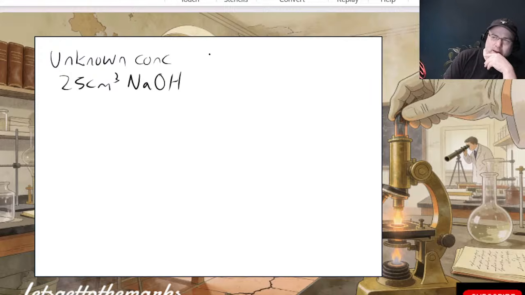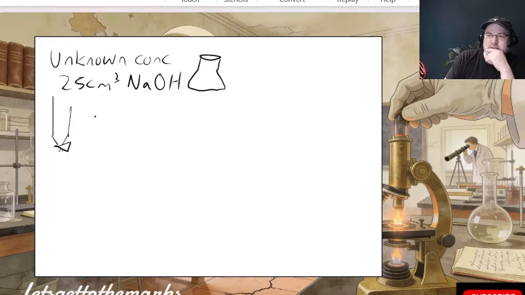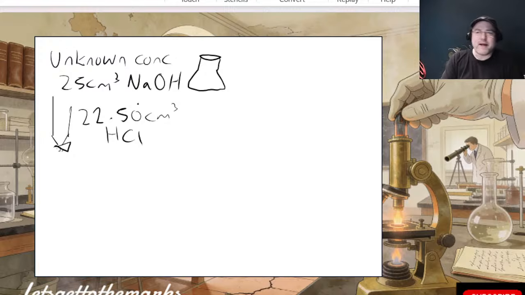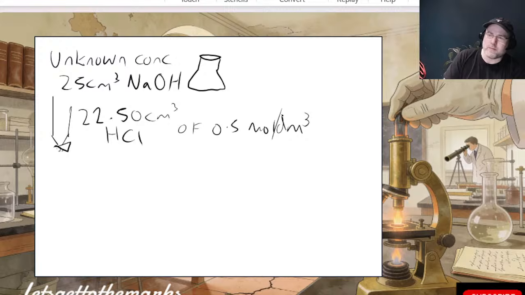This is probably, although not always, going to be in my conical flask. And then they're saying, look, they titrated, what you titrate is in the burette. So that's what you titrate. You've got a little tap there. They titrated, they found the mean titre was 22.50 cm³ of HCl. And then they're going to say like HCl of 0.5 mol dm⁻³.